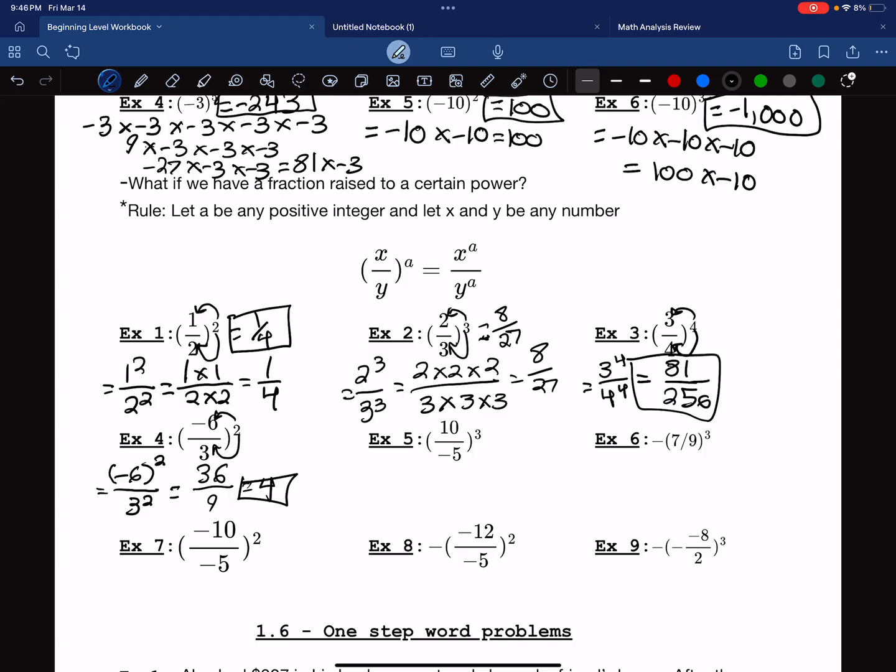Looking at example 5, we have 10 over -5 cubed. So I encourage you to pause the video and try this on your own, and assuming you have given it a go, let's work through it together.